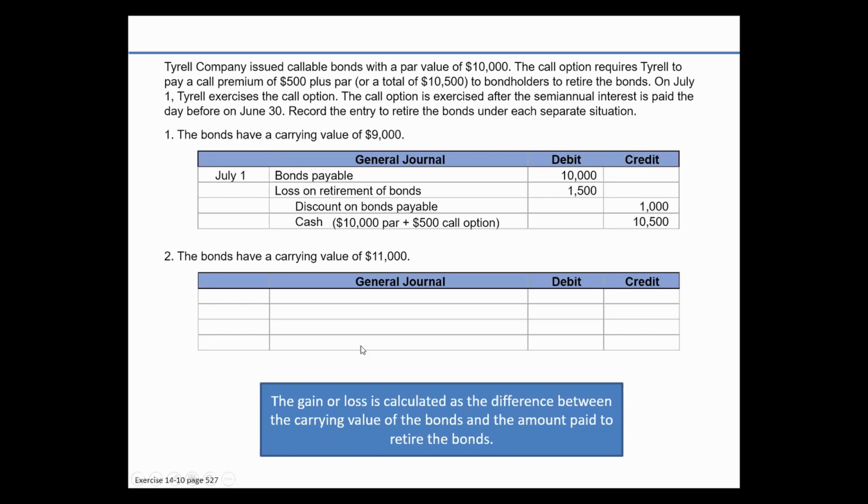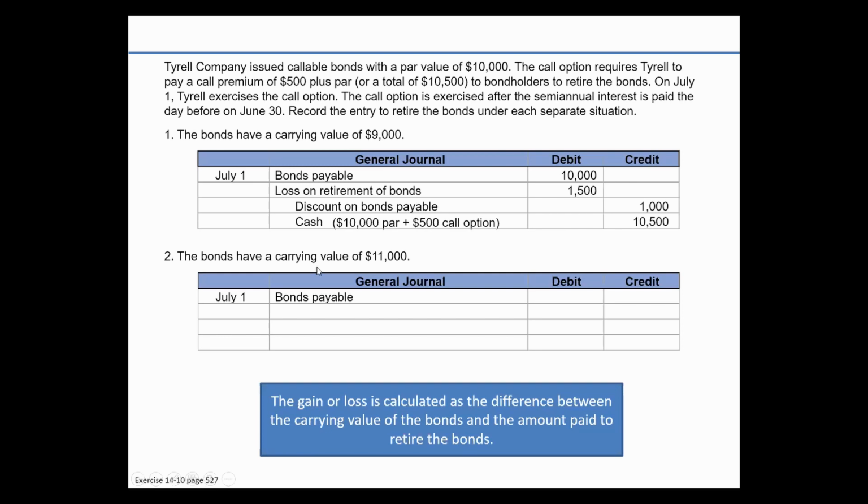$10,500. And again, the gain or loss right here is calculated between the difference of the carrying value and the amount that's required to pay. So we know that we have to pay $10,000, but the carrying value at this point is $9,000. So the difference between the two. But also you have to remember the $500, which is the call option to exercise that.